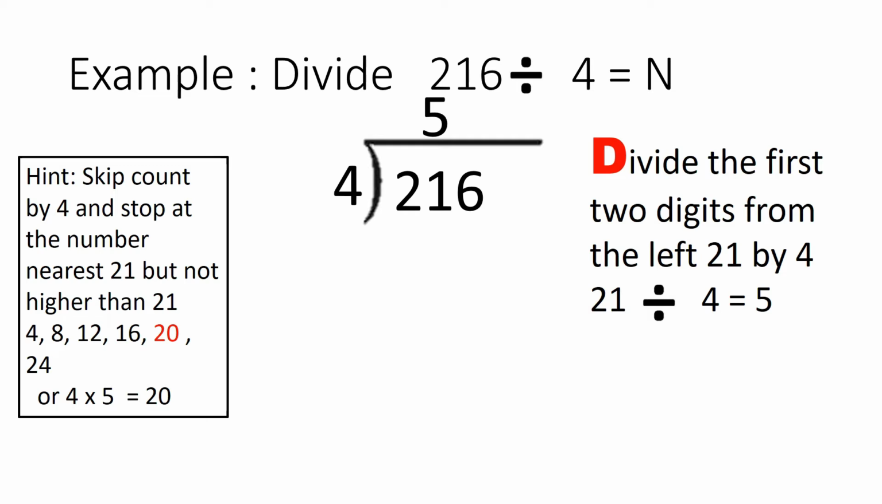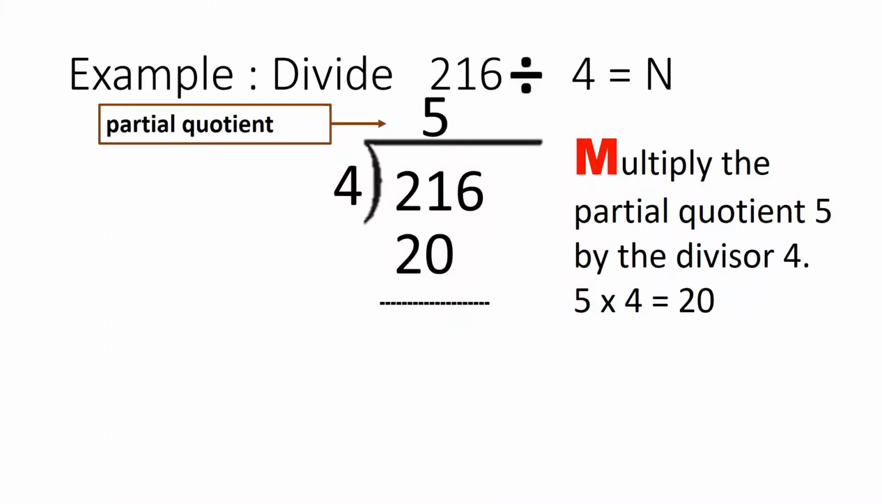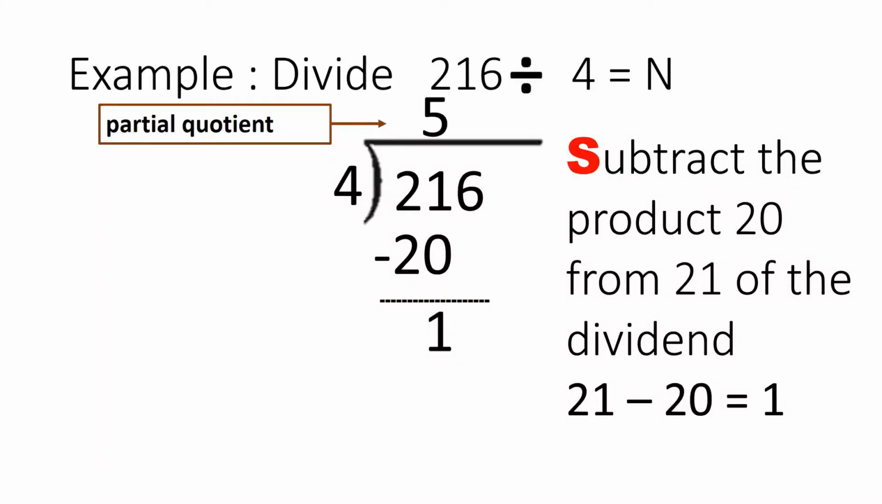Or you can use inverse multiplication. 4 times 5 equals 20. So you have partial quotient 5. Multiply the partial quotient 5 by the divisor 4. 5 times 4 equals 20. Let's go to S. Subtract the product 20 from 21 of the dividend. 21 minus 20 equals 1.